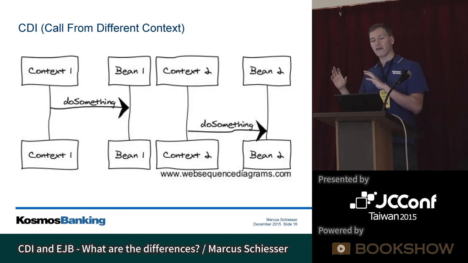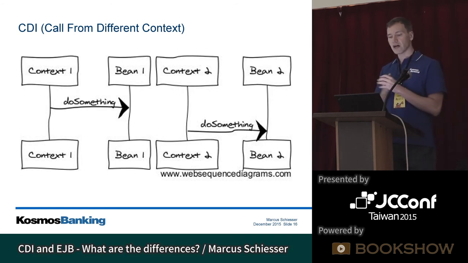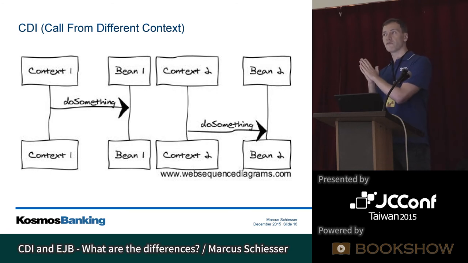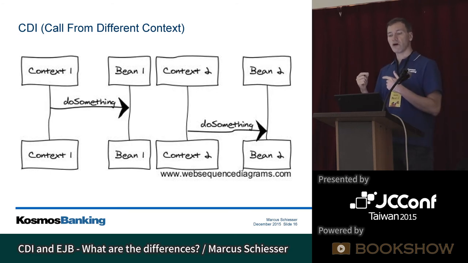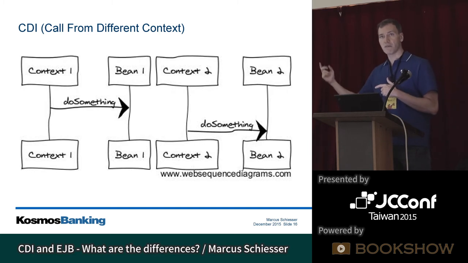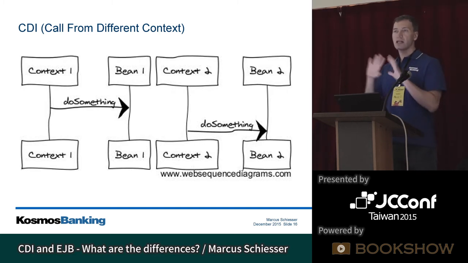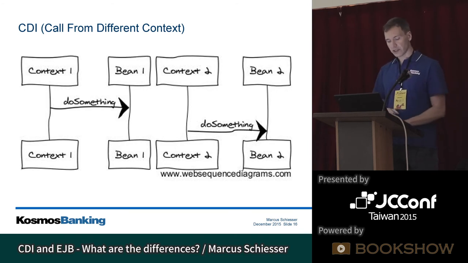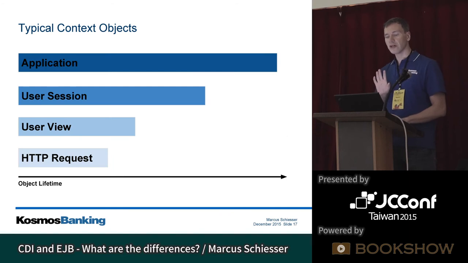Now compare it if we call from a different context. So we have now two different contexts we're calling from, context one and context two. And context one is calling do something on our bean, and then we are getting instance from bean one. Context two is making another call, we're getting another instance of our bean. So that's like the basics, how that basically works. We will now see for different scopes how that works. Of course, we will see what different typical context objects exist in an application.